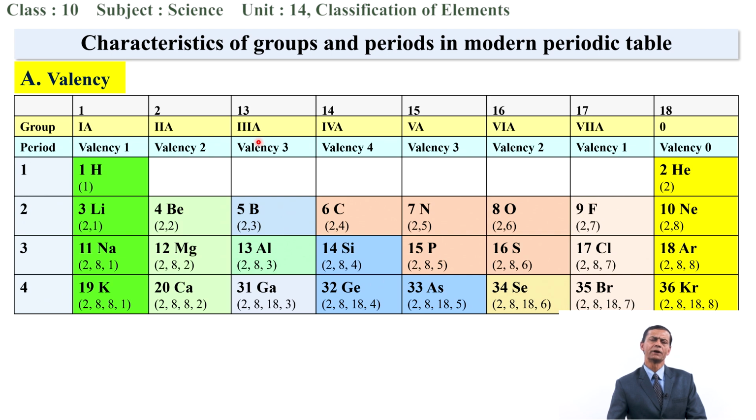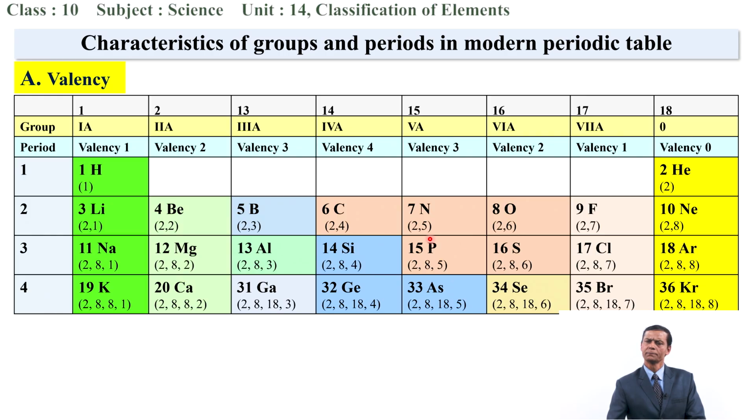Similarly, group 3 or 13, look at here, boron, aluminum, gallium, their valence shell contains 3 electrons, they lose 3 electrons. So valency 3. Similarly, carbon, silicon, look at here, valence shell contains 4 electrons, they lose, gain or share 4 electrons to make 8 in the valence shell. 8 means octet state. So their valency is 4. So valency increases from left to right, 1, 2, 3, 4. Then decreases to 3, 2, 1, 0.